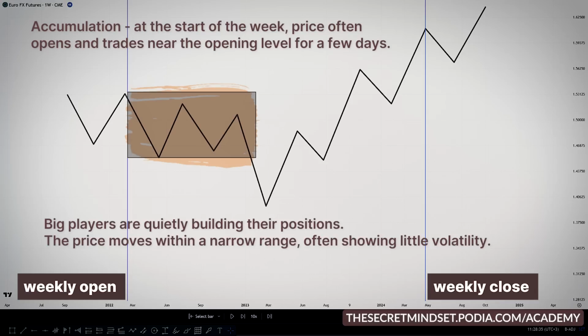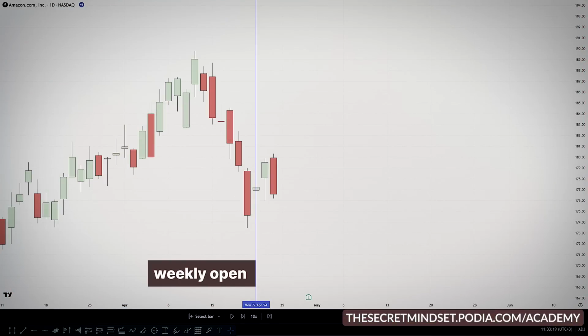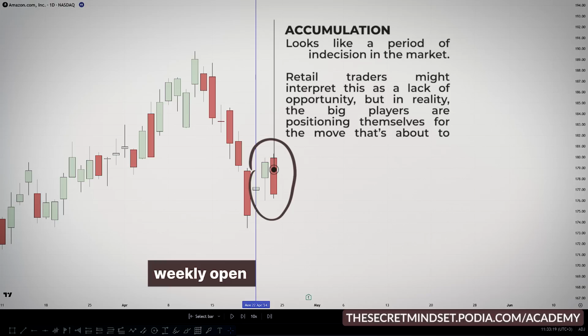During this time, the big players are quietly building their positions. The price moves within a narrow range, often showing little volatility. To the untrained eye, this sideways movement may seem uneventful, but this is where the groundwork for the upcoming manipulation is laid. Accumulation can be deceptive because it often looks like a period of indecision in the market. Retail traders might interpret this as a lack of opportunity, but in reality, the big players are positioning themselves for the move that's about to come.